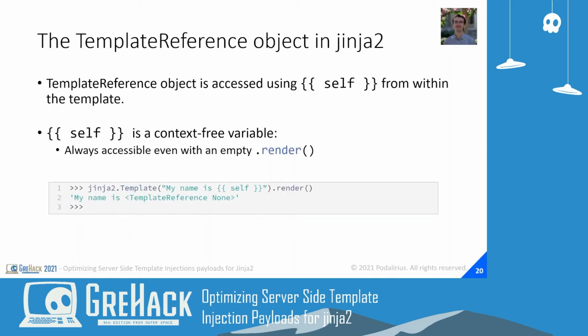So as we've seen, the template reference object in jinja2 can be accessed from within a template with the double curly brackets self. And it's a context-free variable, meaning you don't have to do anything in the .render function to have access to self. And it's always accessible. So we are going to use this as the base of our payloads.